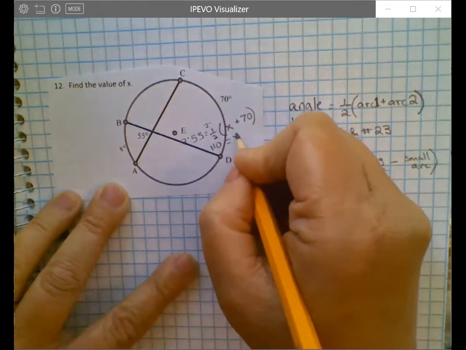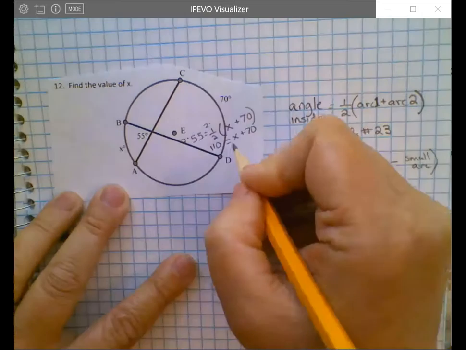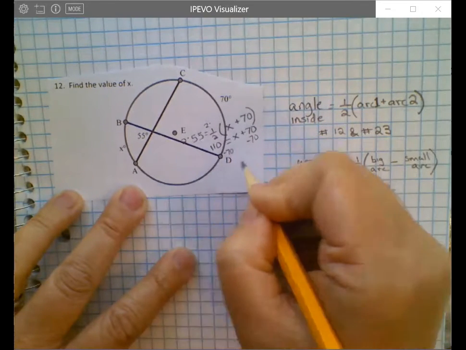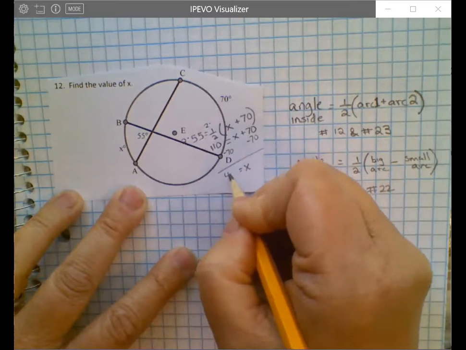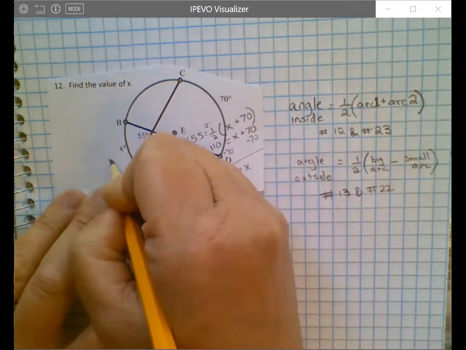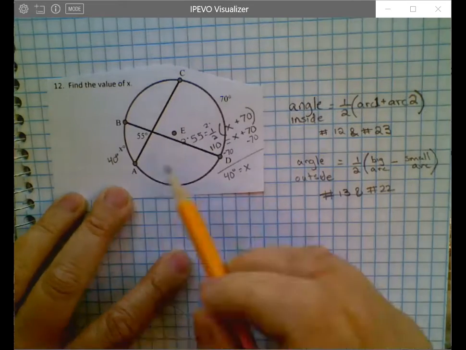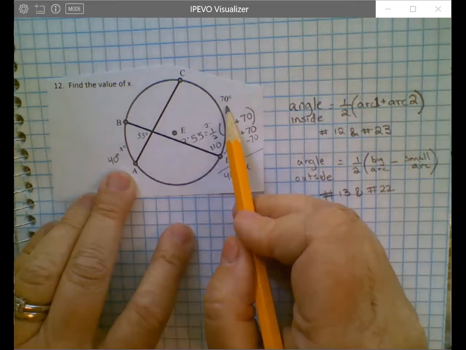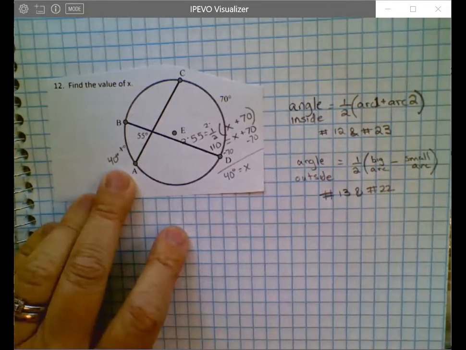So we have 110 equals x plus 70. So then all I have to do is subtract 70 from both sides. And that gives me x equals 40 degrees. So this arc is 40 degrees. And you can always double check it by just checking this formula. So 40 plus 70 is 110. Half of that is 55, so it works.